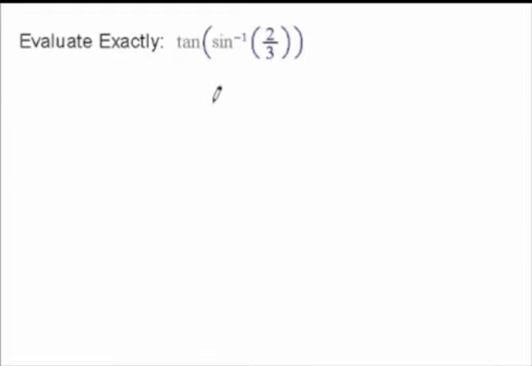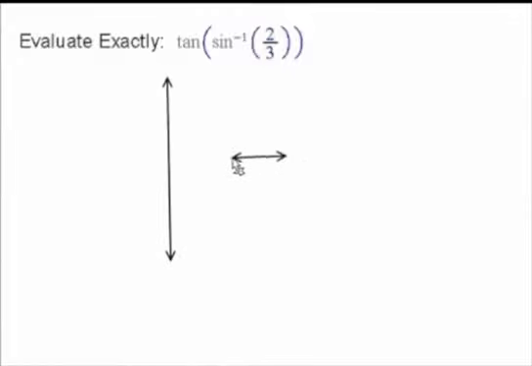Alright, if we have the reverse situation, where we have the regular function on the outside and the inverse function on the inside, this is saying that sine inverse of 2/3 is going to give me an angle, and then I want to take that angle and find its tangent. Technically, we don't need to know what the angle is. Basically, we're going to use the information on the inside to draw a picture, and then evaluate tangent from that picture. So let's start off with a little coordinate axis.